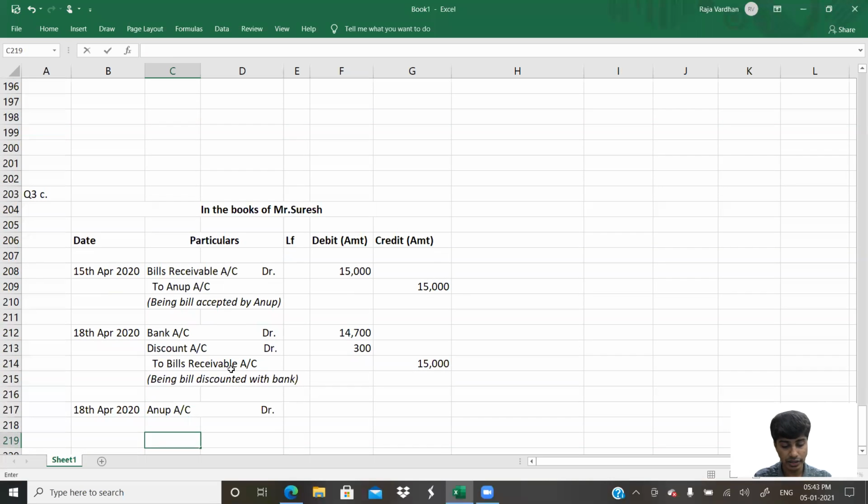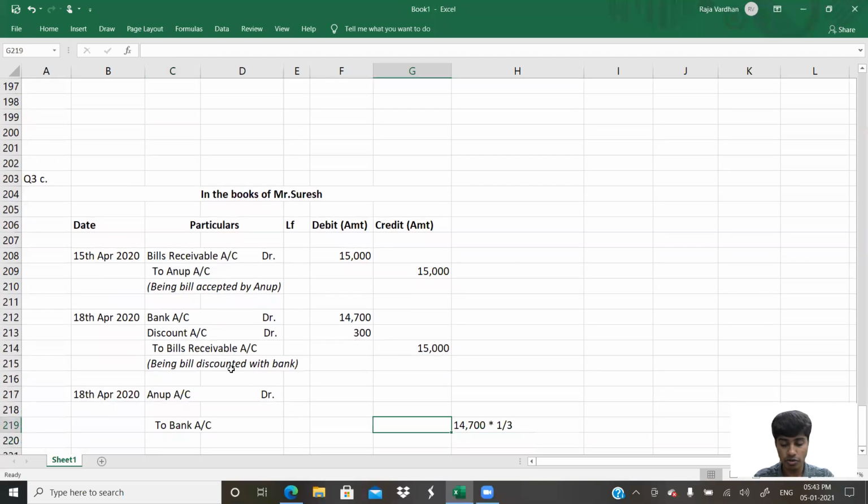So I will write here to bank account. How much? 1/3. 1/3 of this money, what is received? How much is received? 14,700. So it would basically be paid 14,700 into 1 divided by 3. So how much will he be paid? Will be paid 14,700 divided by 3. He'll be paid 4,900. You get that? But Anup's liability will be 5,000.